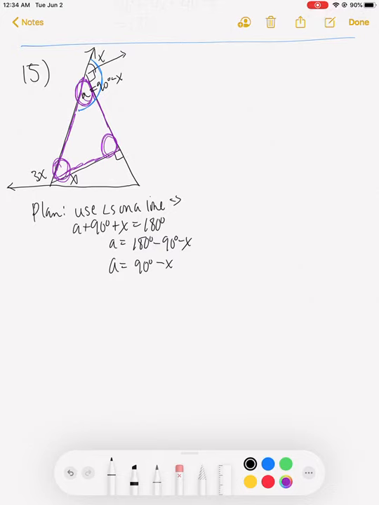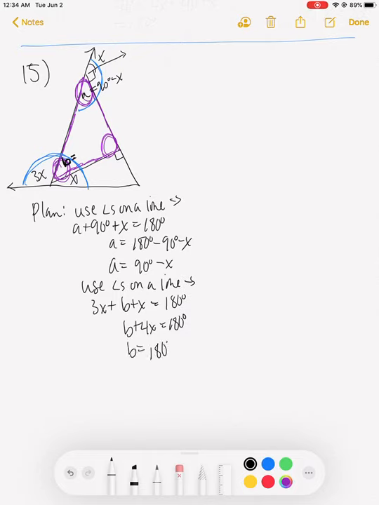Now that's one angle. Angles on a line here, well, you do it again. So these angles also are on a line. Let's label this one angle B. What is B going to equal? We're going to use angles on a line again. So we have 3x plus B plus x equals 180 degrees. And we can add the x's together, so B plus 4x equals 180 degrees. So that's okay, that's an expression. B is going to equal 180 degrees minus 4x. Alright, so that's that one.